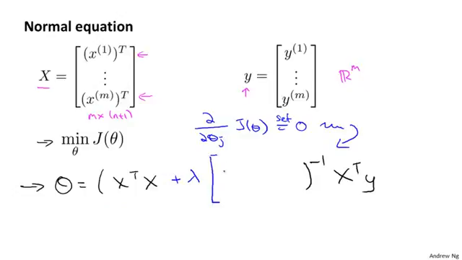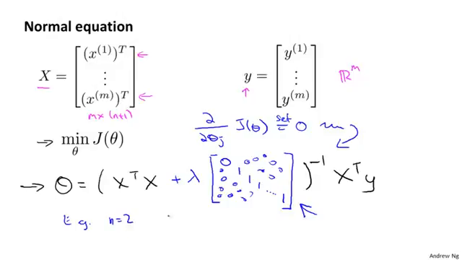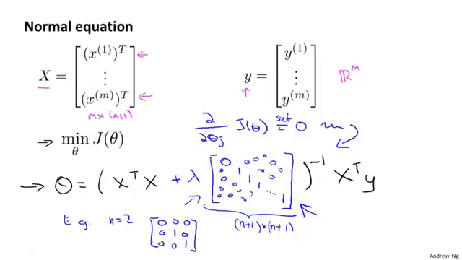Inside this parenthesis, you end up with a matrix like this: 0, 1, 1, 1, and so on, 1 until the bottom. So this is a matrix whose upper leftmost entry is 0, there are 1s on the diagonal, and 0s everywhere else, because I'm drawing this a little bit sloppily. As a concrete example, if n equals 2, then this matrix is going to be a 3 by 3 matrix. More generally, this matrix is an n plus 1 by n plus 1 dimensional matrix. So if n equals 2, that matrix becomes something that looks like this: 0, then 1s on the diagonal, and 0s on the rest of the off-diagonals.